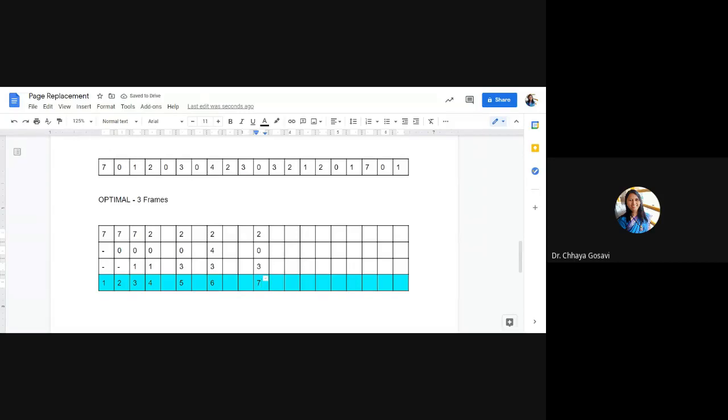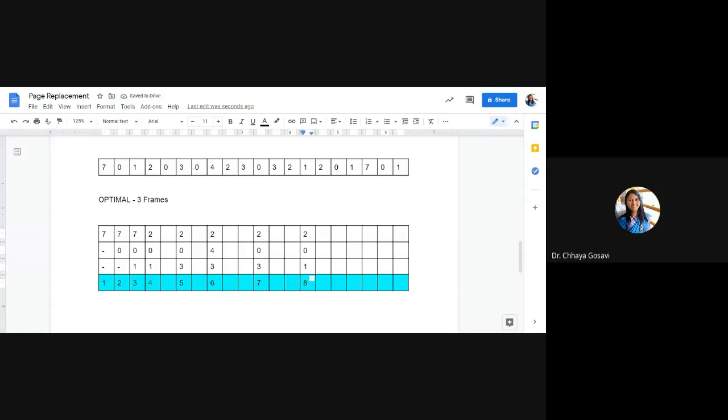Now 3 and 2, these are page hits. 3 is present, 2 is also present, so no need to bring a page into main memory. It is already present, so this is called a page hit. To bring 1, we look into the future, we need 2 and 0. 3 is not required in the future, so 1 will take the place of 3. This is the 8th page fault.